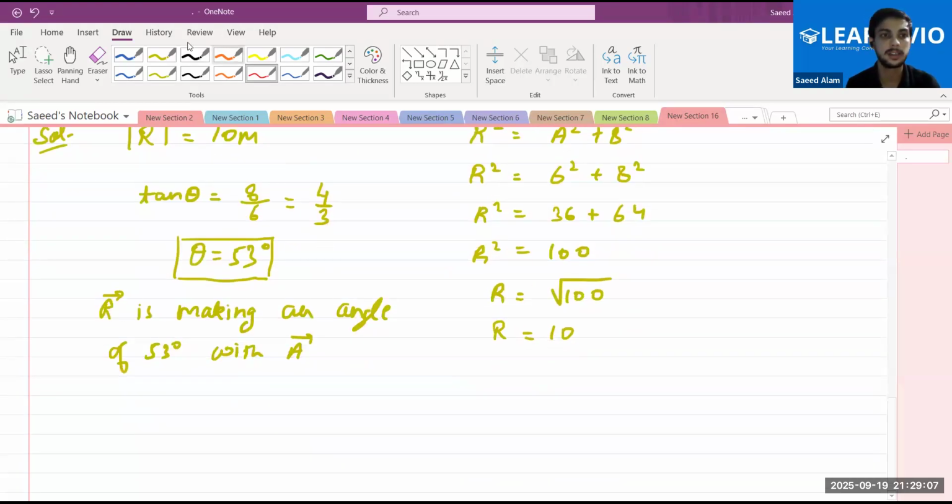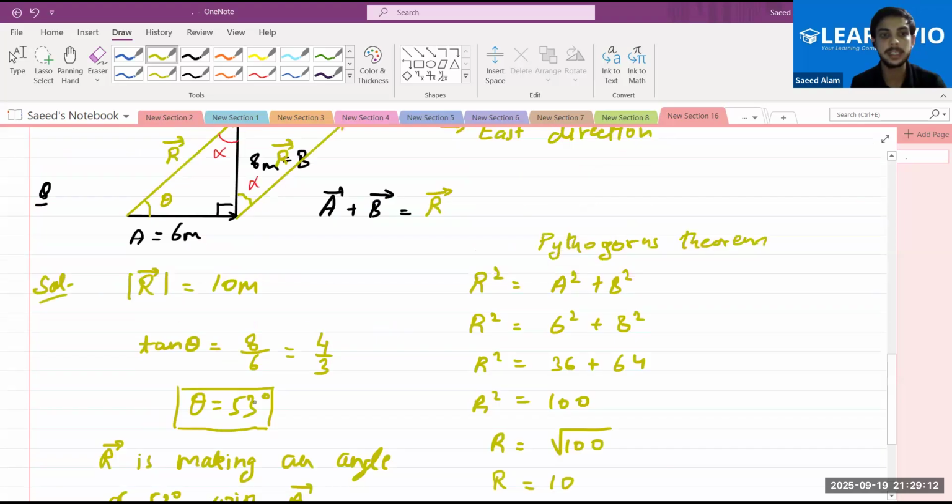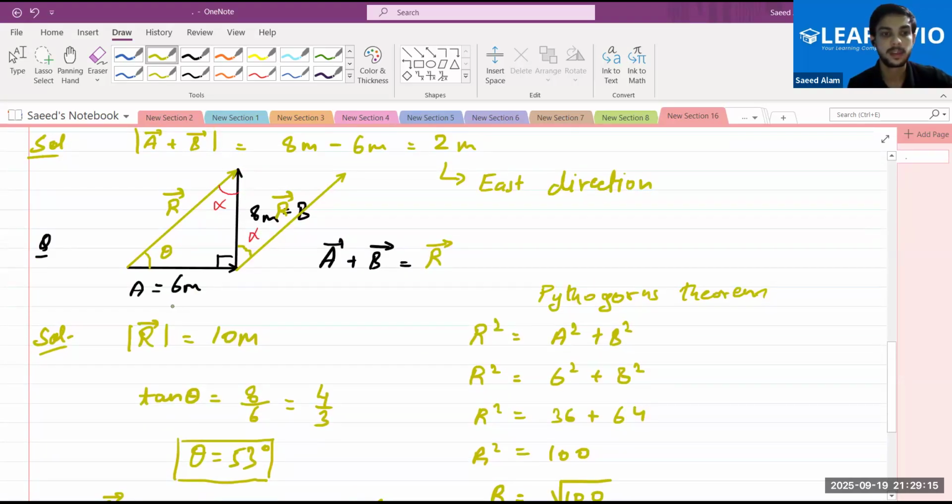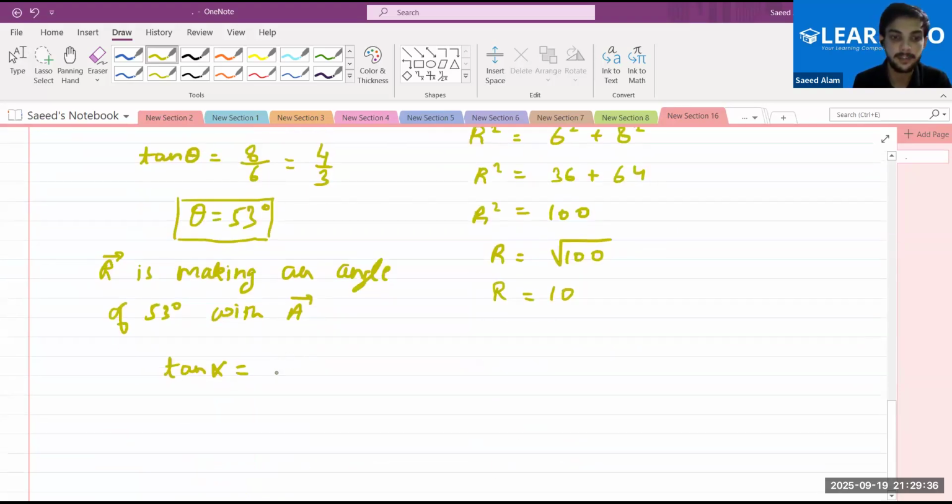Okay, so what next I'm going to do here is find out tan alpha. Can you tell me what tan alpha will be equal to? Tan alpha is equal to 6 by 8. Yes, exactly. Tan alpha will be equal to 6 by 8, and it will be 3 by 4. Yes or no? And what will alpha become equal to?